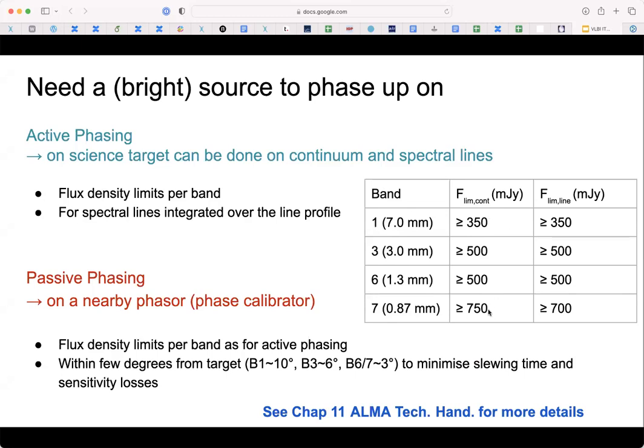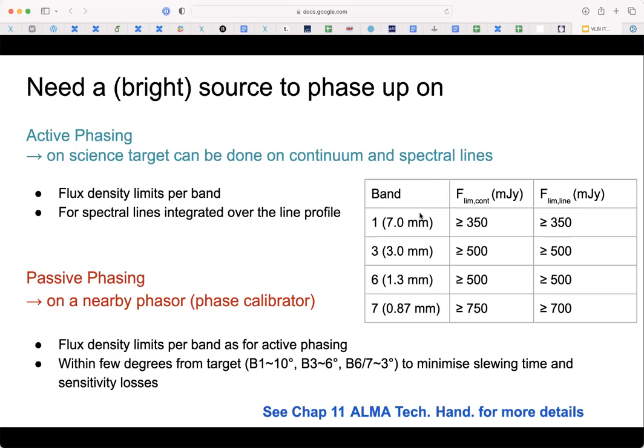And if you go up to band 7, you need 750 millijanskys. This is also true if you want to observe a line. If you know you're observing an SiO maser, for example, like Kazi was saying, and it's really, really bright, 5 Janskys or 100 Janskys, yeah, you can probably phase on it. However, you have to also be clear about how wide this line is, and that also plays a role.